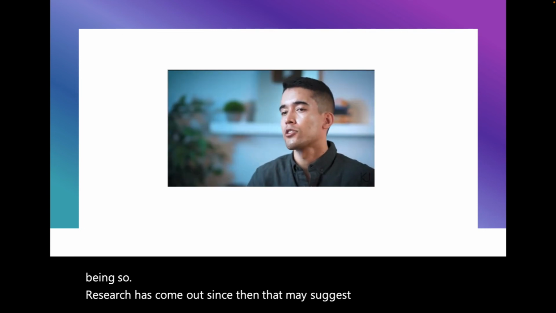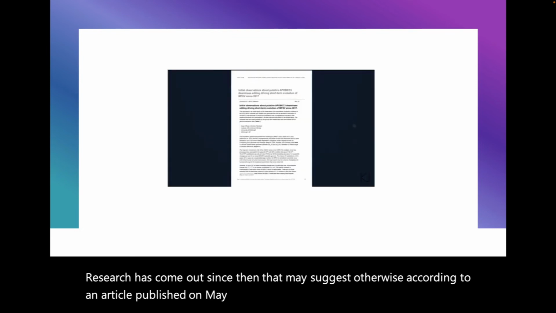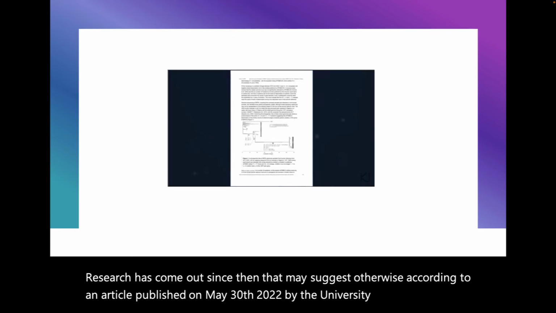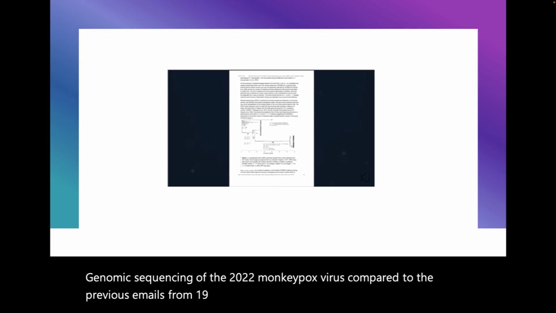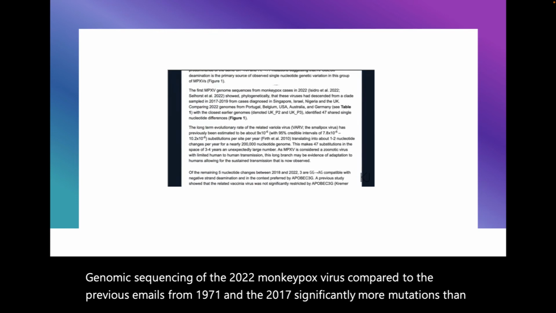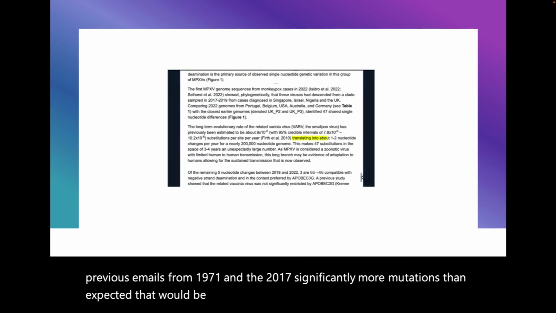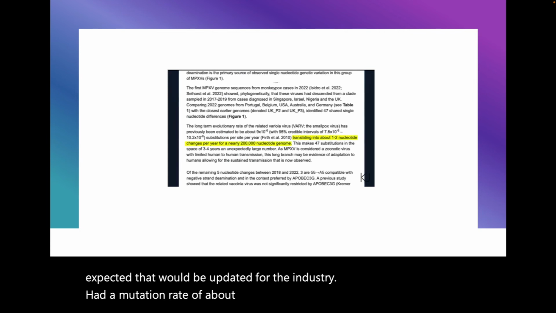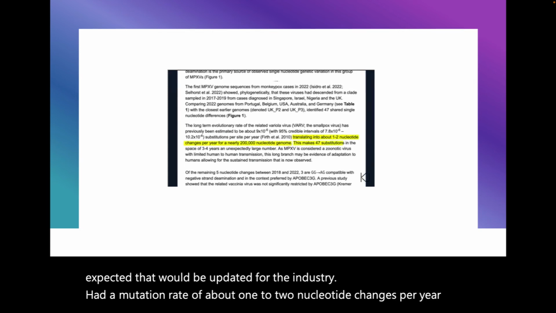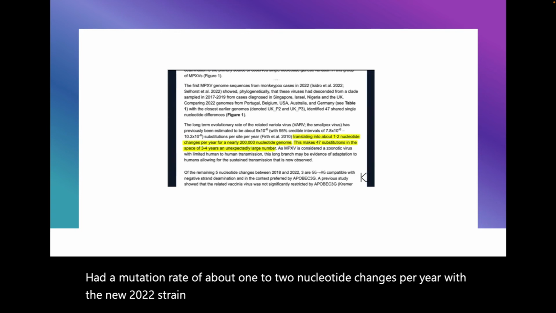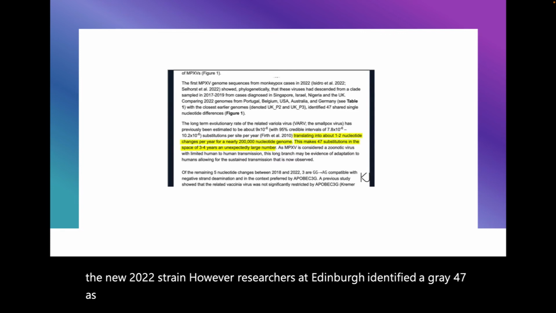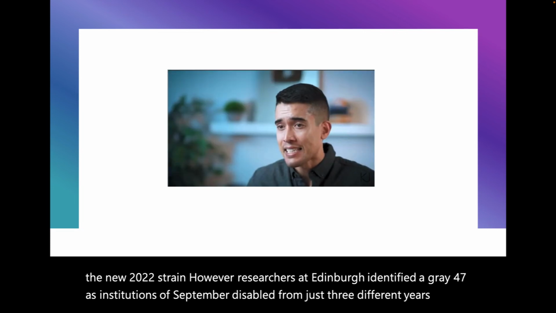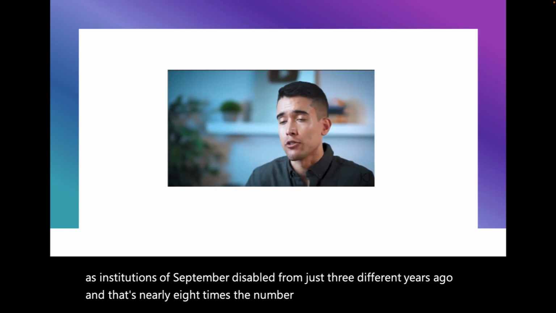According to an article published on May 30th, 2022 by the University of Edinburgh, genomic sequencing of the 2022 monkeypox virus compared to previous samples from 1971 and 2017 revealed significantly more mutations than expected. Previous research suggests that earlier strains of monkeypox had a mutation rate of about 1 to 2 nucleotide changes per year. With the newer 2022 strain, however, researchers at Edinburgh identified a total of 47 nucleotide substitutions compared to samples from just 3 to 4 years ago. And that's nearly 8 times the number of mutations we would expect to see during this time frame.